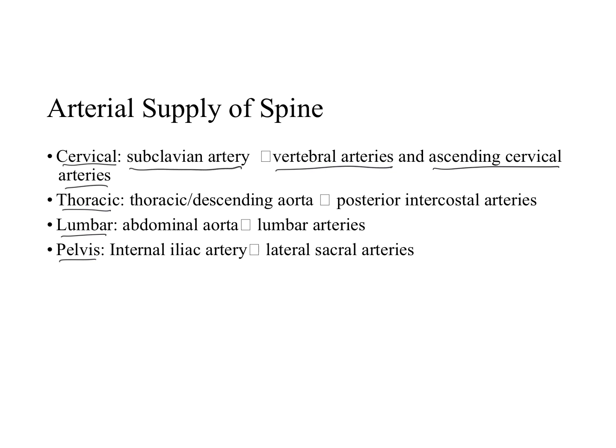In the thoracic spine, it's the posterior intercostal arteries that are branches from the descending aorta or the thoracic aorta. In the lumbar, it's the lumbar arteries that supply the spine, and the lumbar arteries are branches from the abdominal aorta. And then in the pelvis, the lateral sacral arteries are going to supply the sacrum, and those are branches from the internal iliac artery.